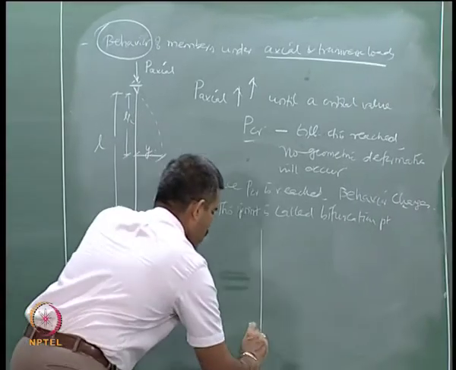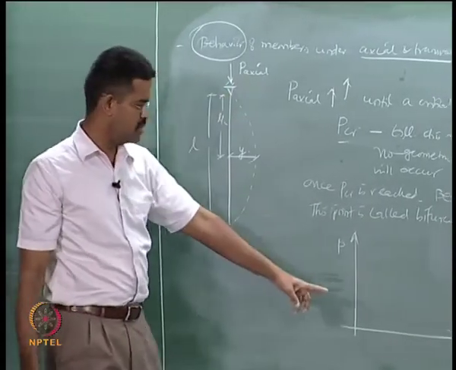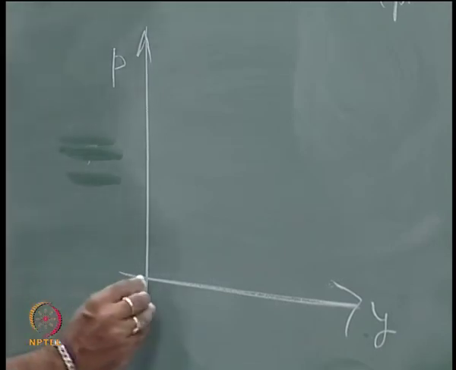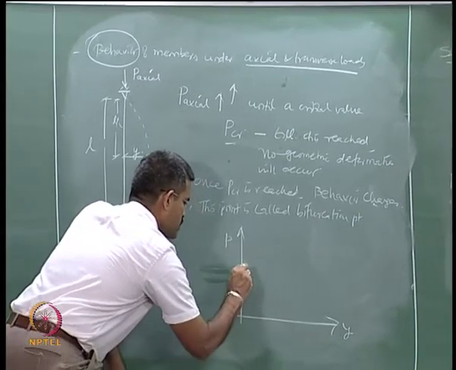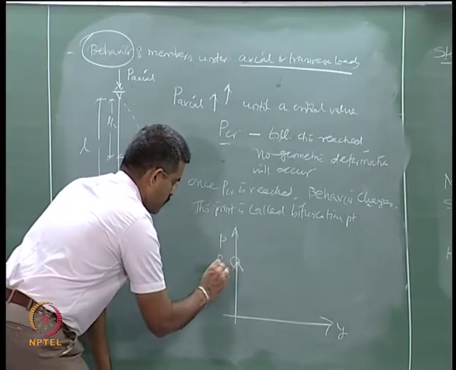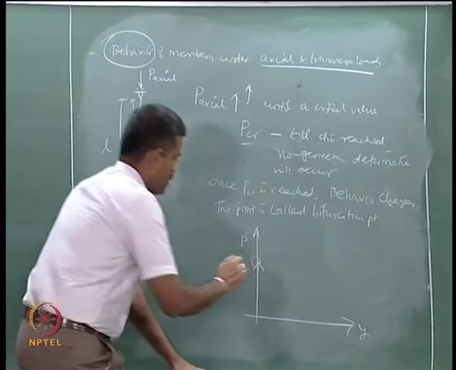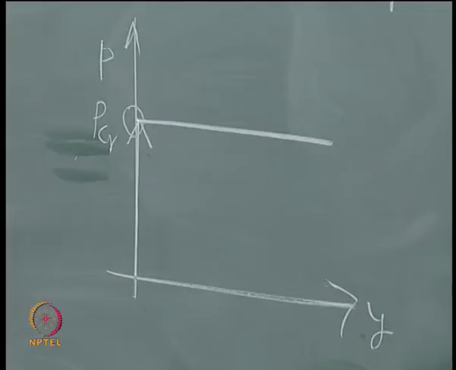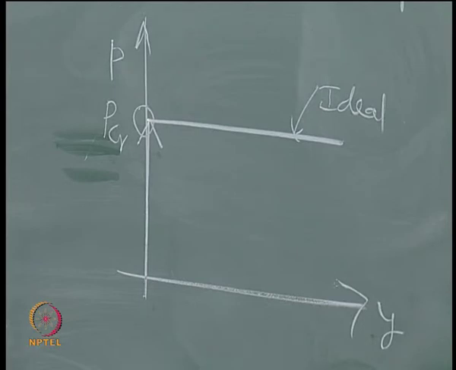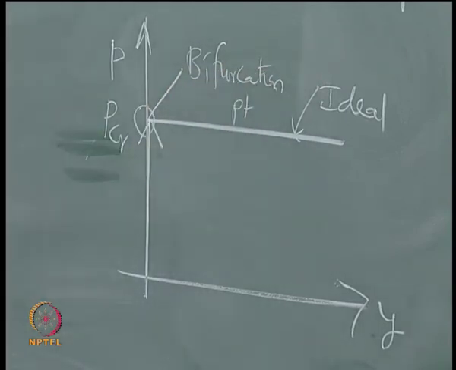Let us say I am trying to plot P versus Y. P, that is the load carrying capacity of the column, versus its Y value, which is having a permanent deformation. So primarily, as you keep on applying the load, there is no y which is distinctly seen. It will keep on getting higher and higher value until this reaches what we call PCR. After it reaches PCR, it will undergo a very large deflection. It is an ideal case. This point is what we call bifurcation point. It is an ideal situation.